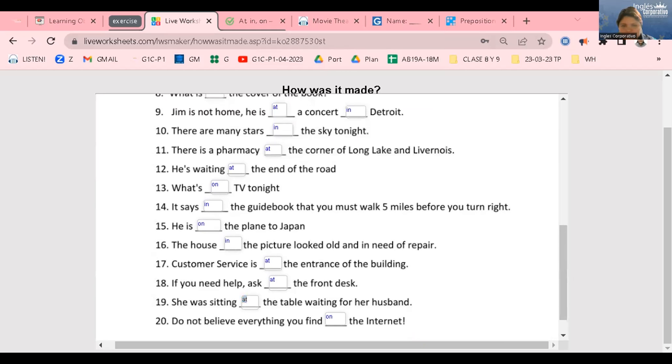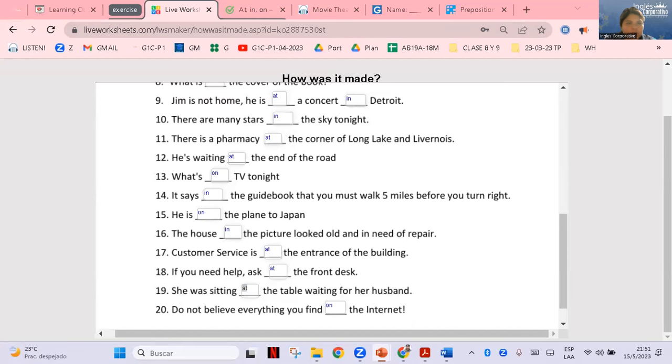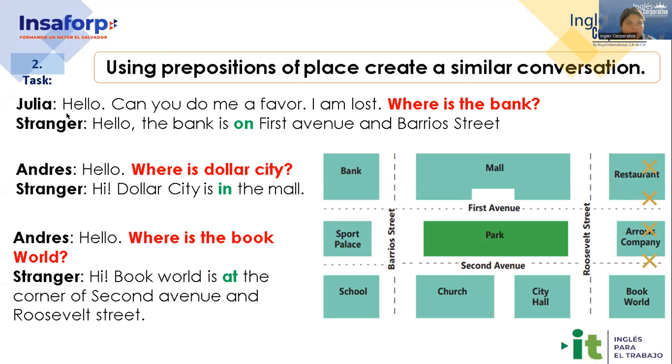Okay, just give a couple of seconds. Now we're going to have a short conversation between Julia and a stranger, okay? Well, that was actually Andres, right? So these are just short dialogues.